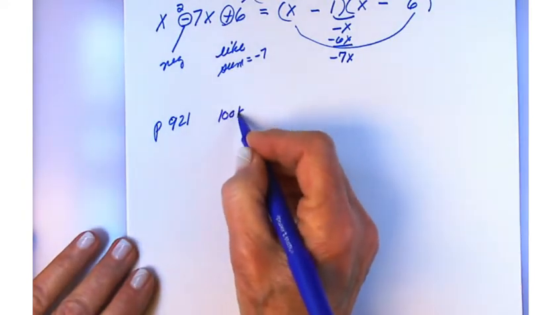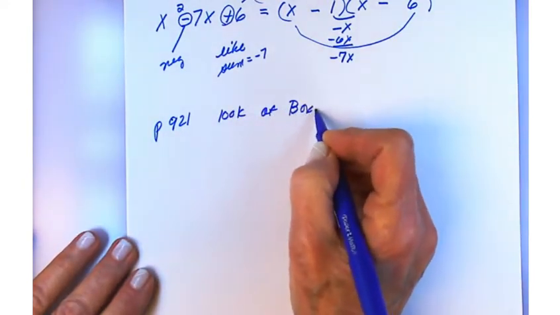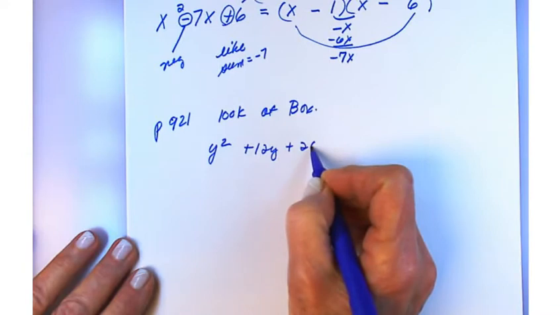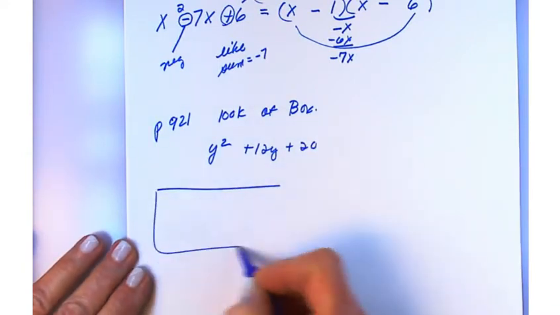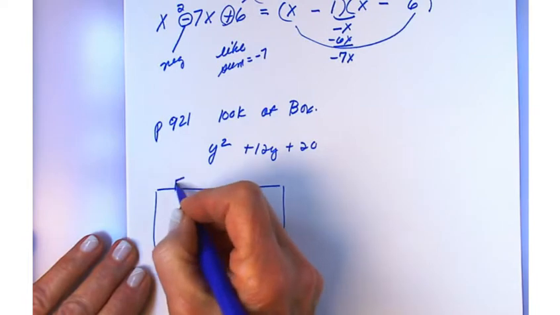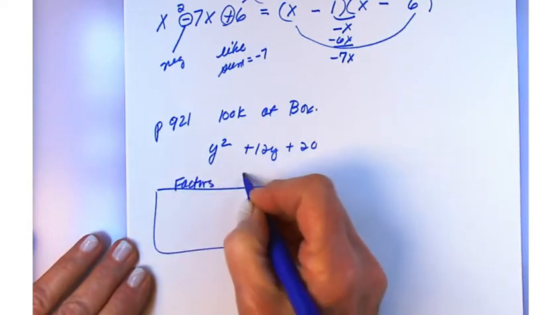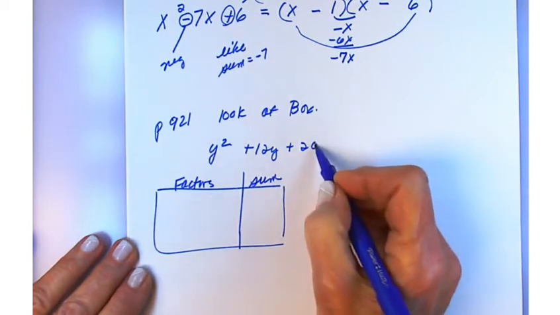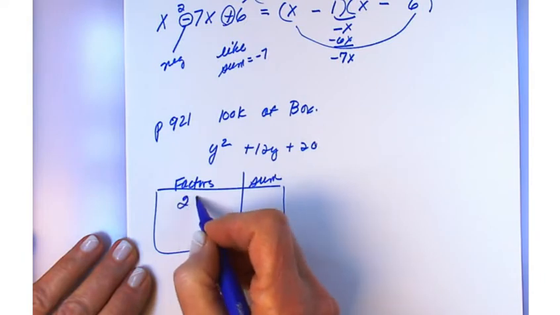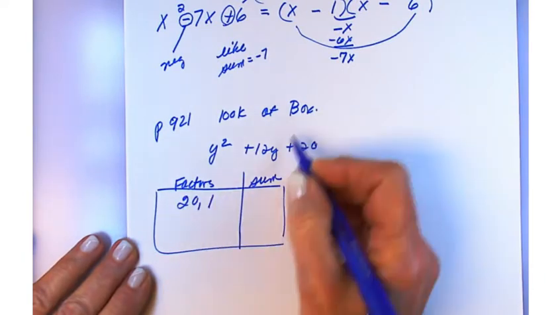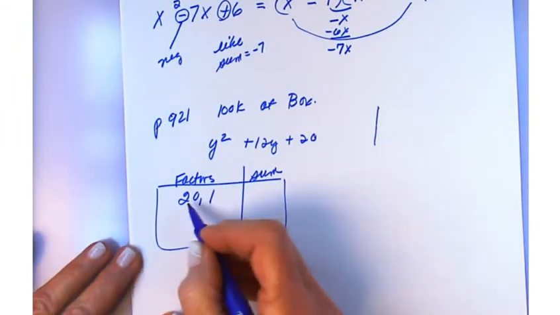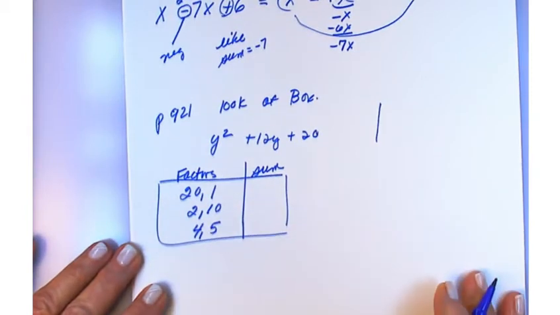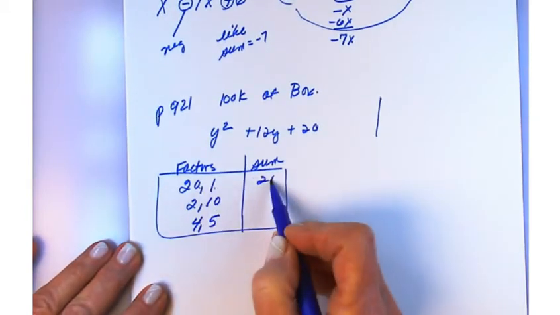So you want to look at the box, and his example was y squared plus 12y plus 20. And in his box he has factors and the sum of factors. Okay, so we're looking at 20. So factors would be 20 and 1. I always go up. I go 1 up like that. So it would be 1 and 20, 2 and 10, 4 and 5. And it would look like that. So I want the sum is 21, 12, and 9.